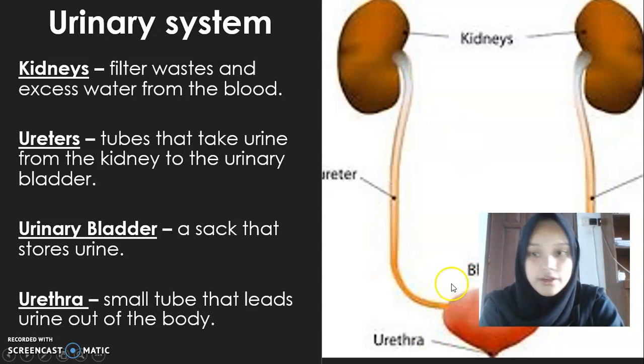This is the urinary bladder. The urinary bladder is a sac that stores urine. And the last is the urethra. This is the urethra. The urethra is a small tube that leads urine out of the body.